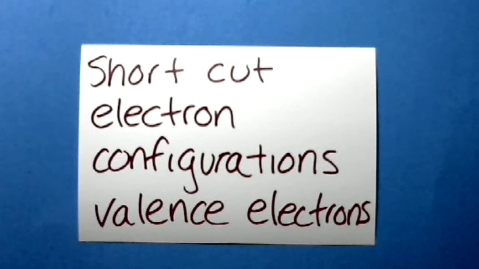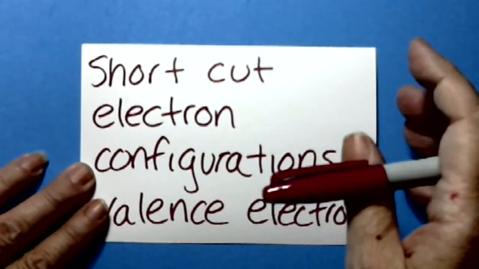Today's lesson is on shortcut electron configurations and valence electrons. If you did the homework, which was to watch the video about electron configurations and do the problems, you noticed that it takes a long time to write some of these electron configurations. So we want to develop a shortcut method. And then we're going to talk about valence electrons, which is an even shorter method.